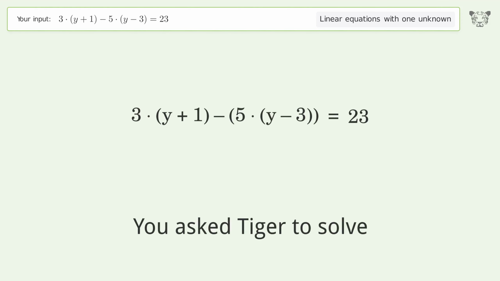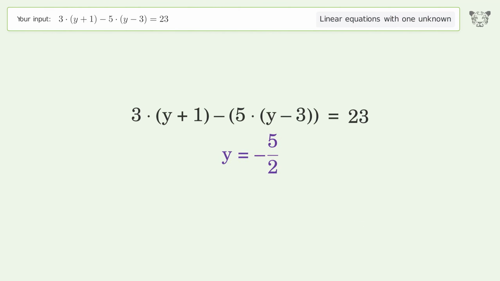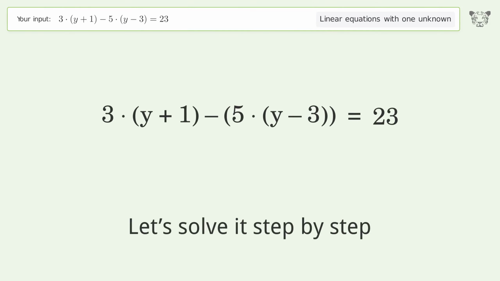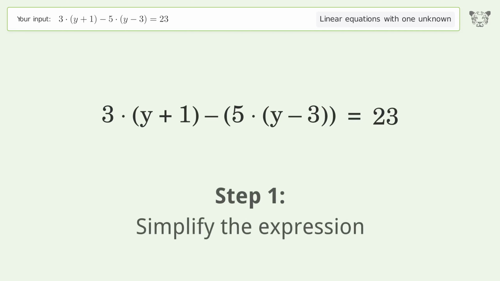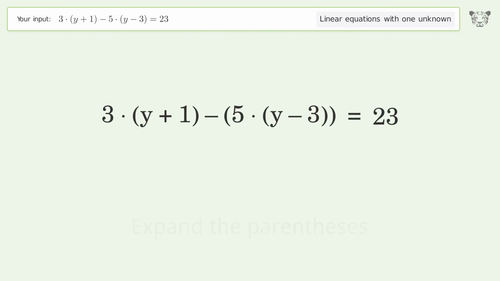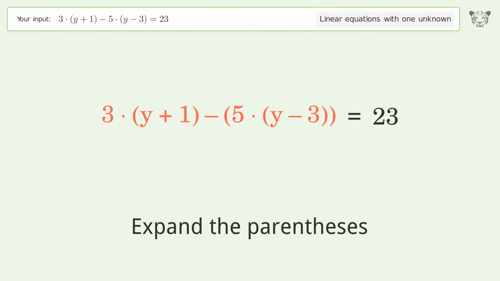You ask Tiger to solve this. It deals with linear equations with one unknown. The final result is y equals -5/2. Let's solve it step by step. Simplify the expression. Expand the parentheses.